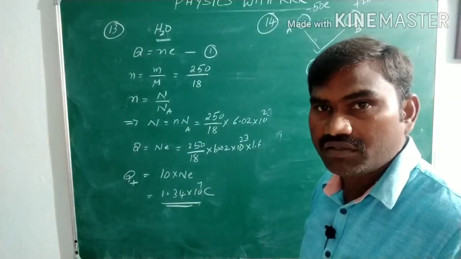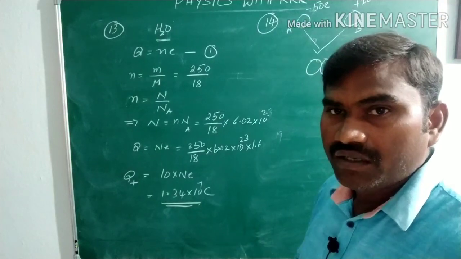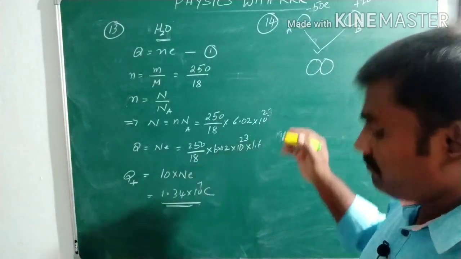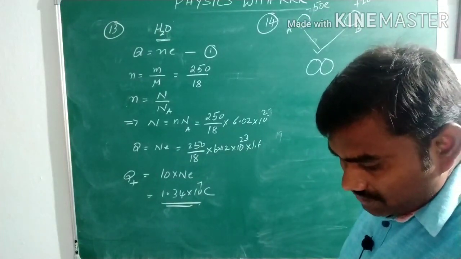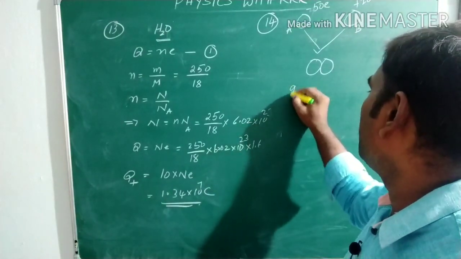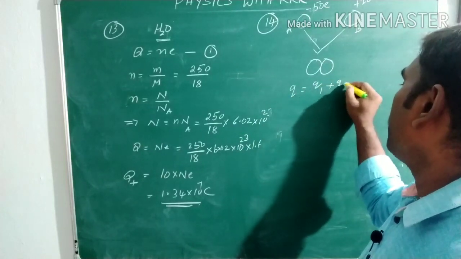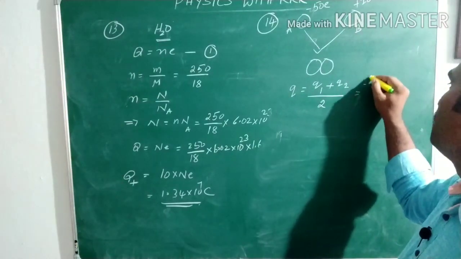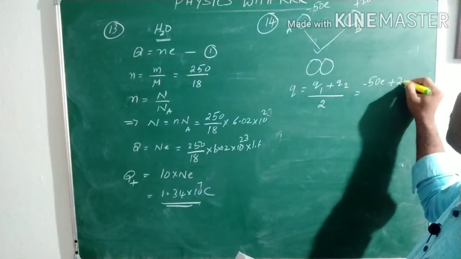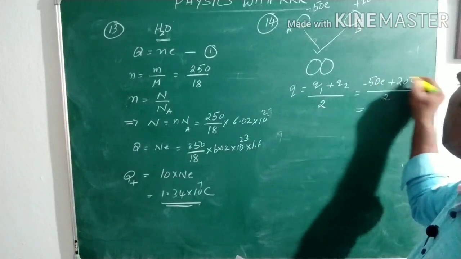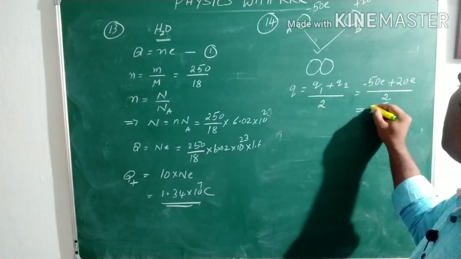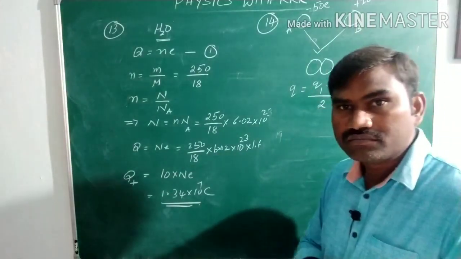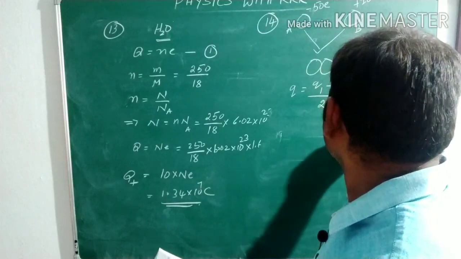charge will get redistributed on the basis of the property of conduction. In this case, we need to take the charge on every sphere as Q is equal to Q1 plus Q2 by 2. Now Q is minus 50 E plus 20 E by 2. This is minus 30 by 2, which is minus 15 E. So the charge on every sphere will be equal to minus 15 E.